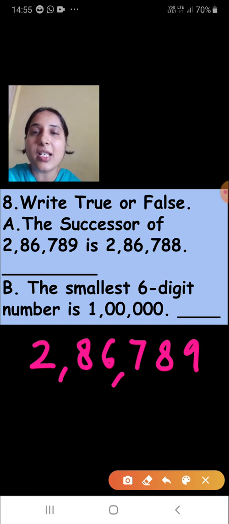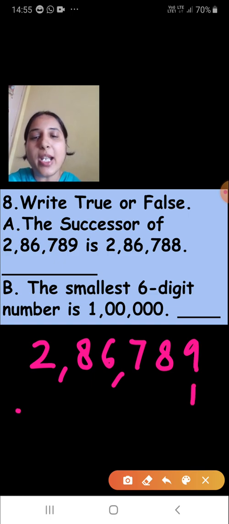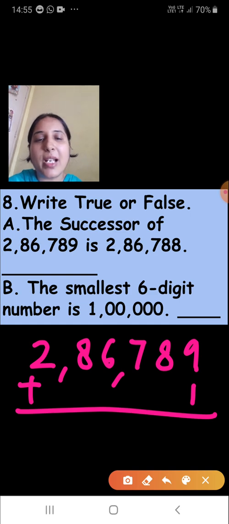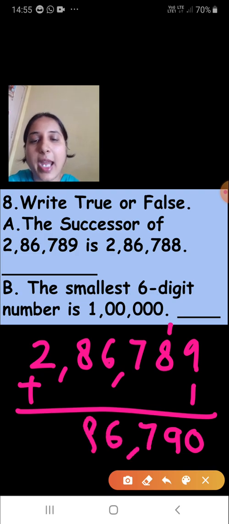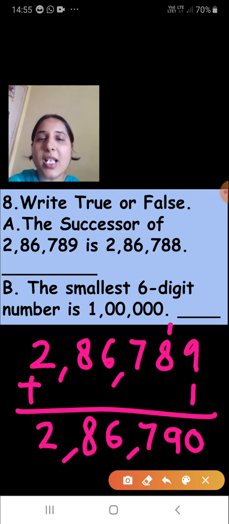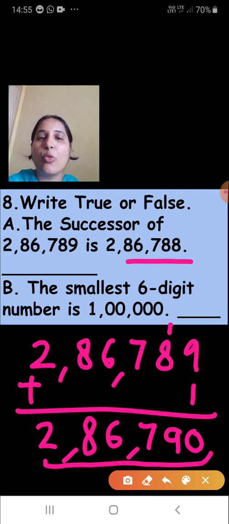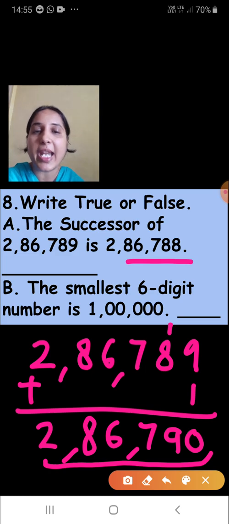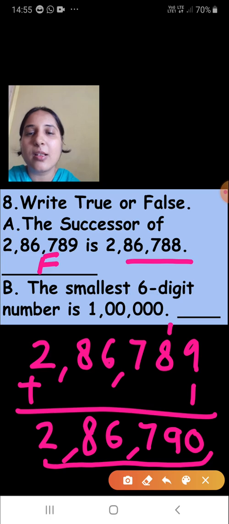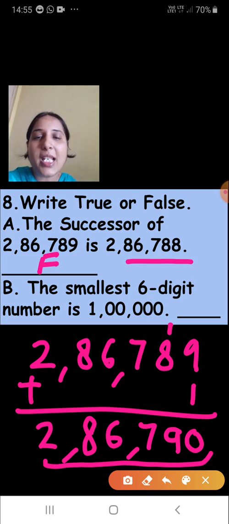So let's find the successor for this number, which is 2,86,789. To find the successor, what do we do? We add 1 to it. After adding 1 to it, what will we get? 9 plus 1, 10. This will be carry over. 8 plus 1, 9, 7, 6, 8 and 2. So the successor of 2,86,789 would be 2,86,790. But what is given here? 2,86,788. So is it correct? No. So that is false. Got it? Now let's see the next one.